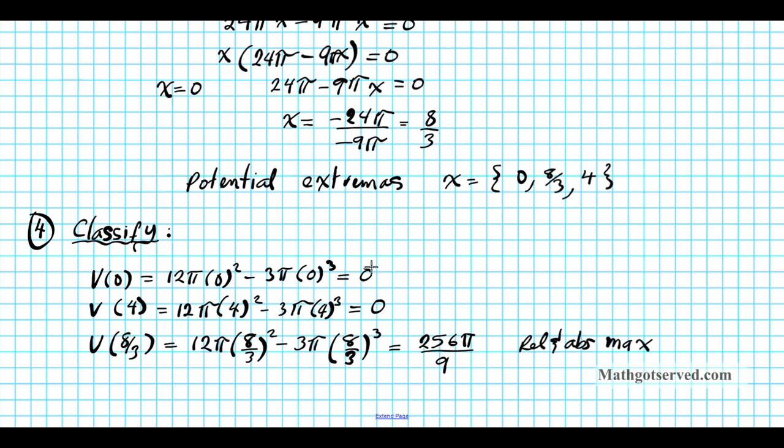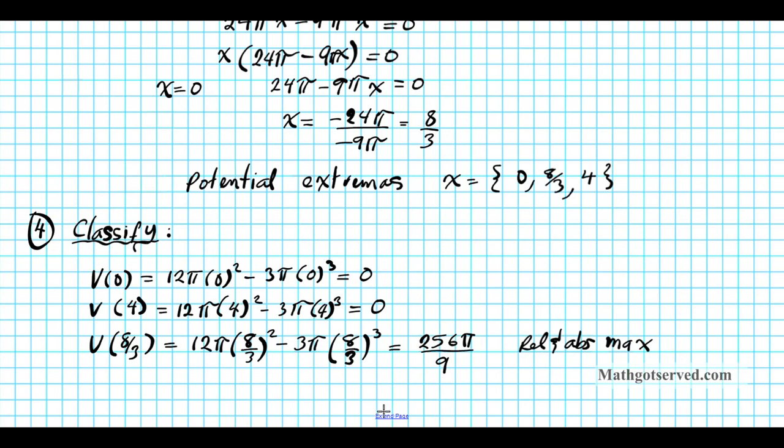But we don't really care about these. We just care about the biggest volume, so to speak. Okay, so this is the biggest volume. And then we're going to conclude that these are the minimums too, because there's no way you can have a negative volume. Okay? Alright, so this is our absolute max right here, just by plugging in. But you can also verify using calculus.